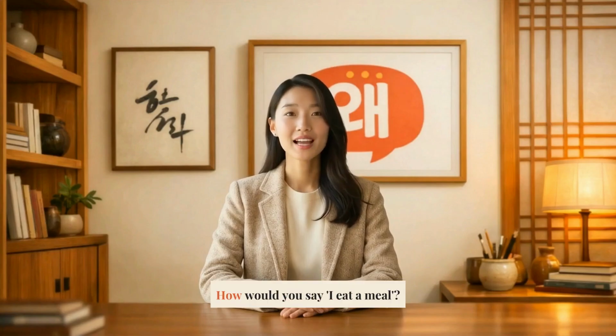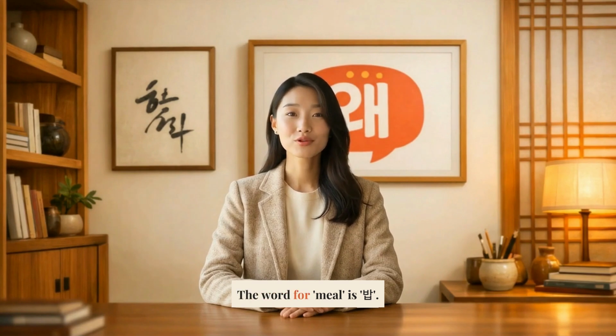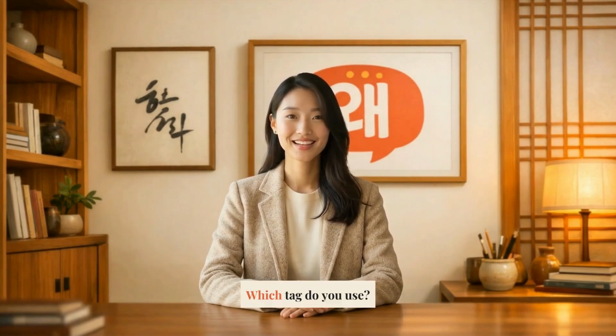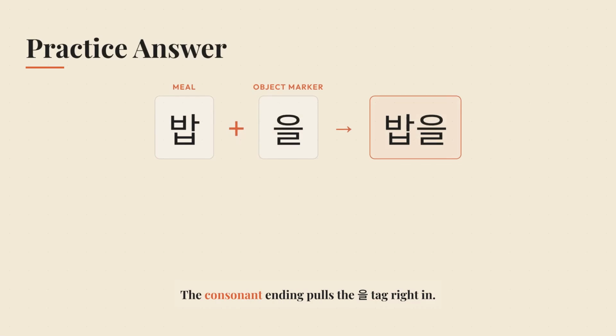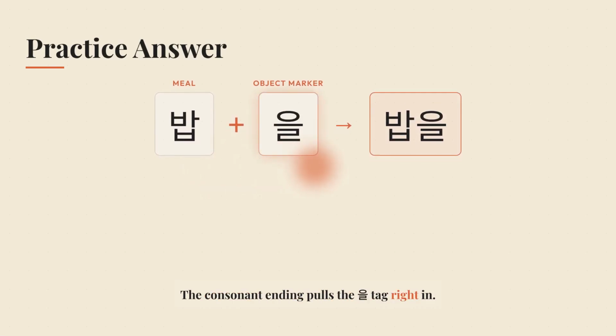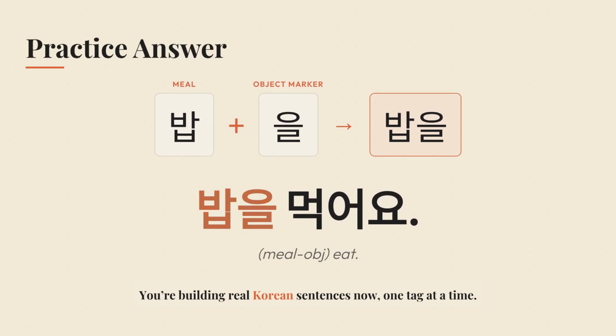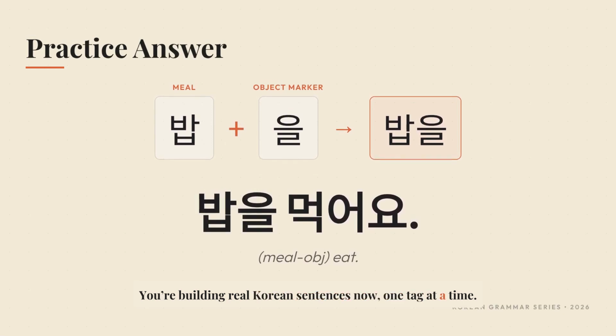Let's try one. How would you say, I eat a meal? The word for meal is 밥. It has a pop batchim at the end. Which tag do you use? 을 or 를? That's it. 밥을 먹어요. The consonant ending pulls the 을 tag right in. You're building real Korean sentences now, one tag at a time.